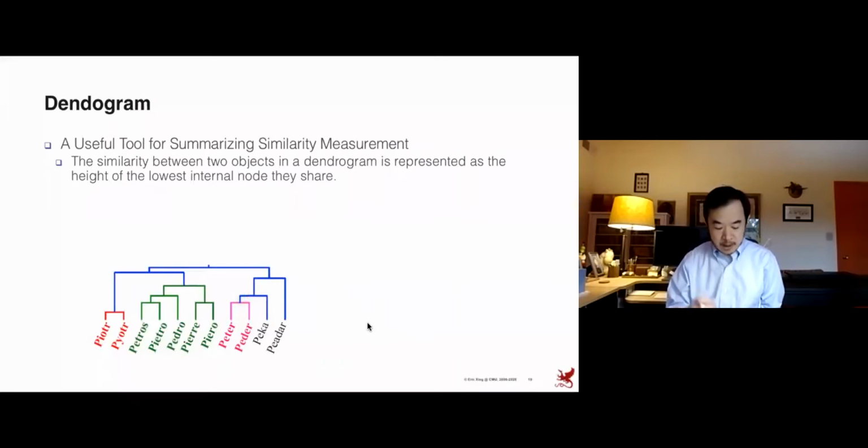So this dendrogram is about the forms of the name Peter in different languages. And you can see that, I'm not an expert in language, so I don't know which language. I believe this maybe is a Slavic language. Maybe we have also the Latin expression and so forth.